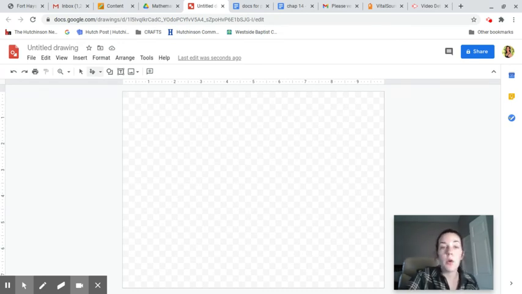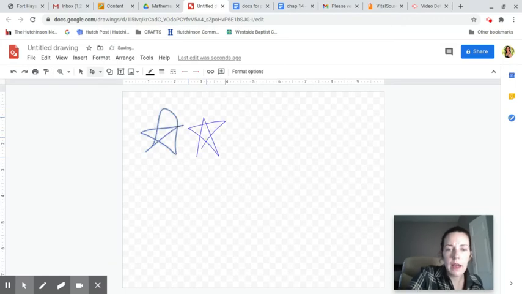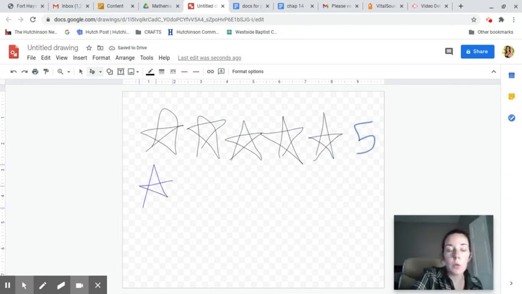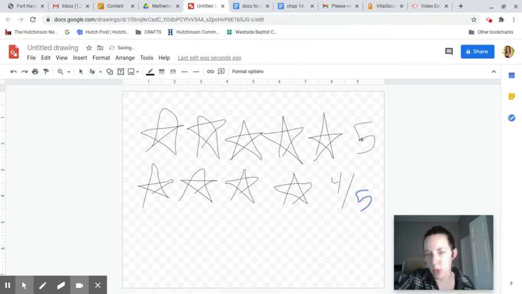Then for the set model, I would probably do something like this. I would say there were 5 stars in the sky, and one of them fell out of the sky, so now we only have 4 stars left. I would write a sentence for each of these on the board. So I'd put 5 stars to begin, 4 out of 5 stars left, so on and so forth.